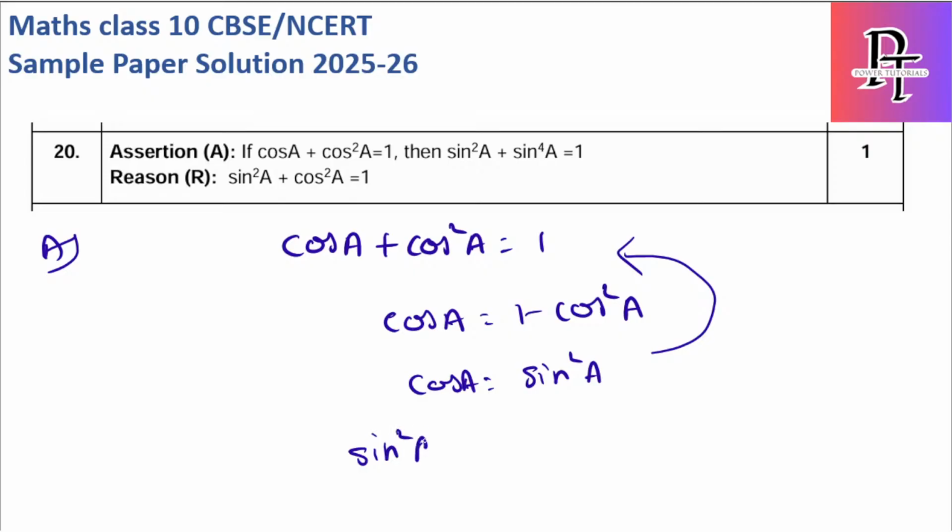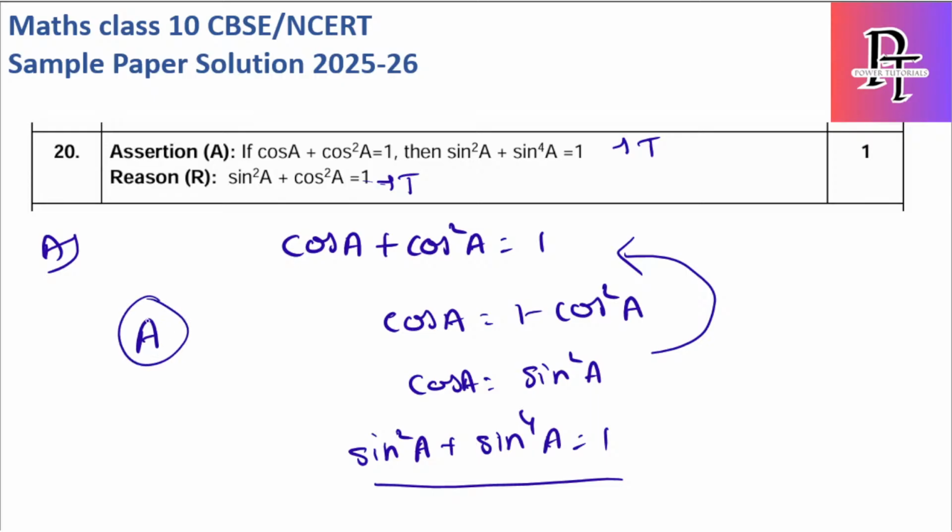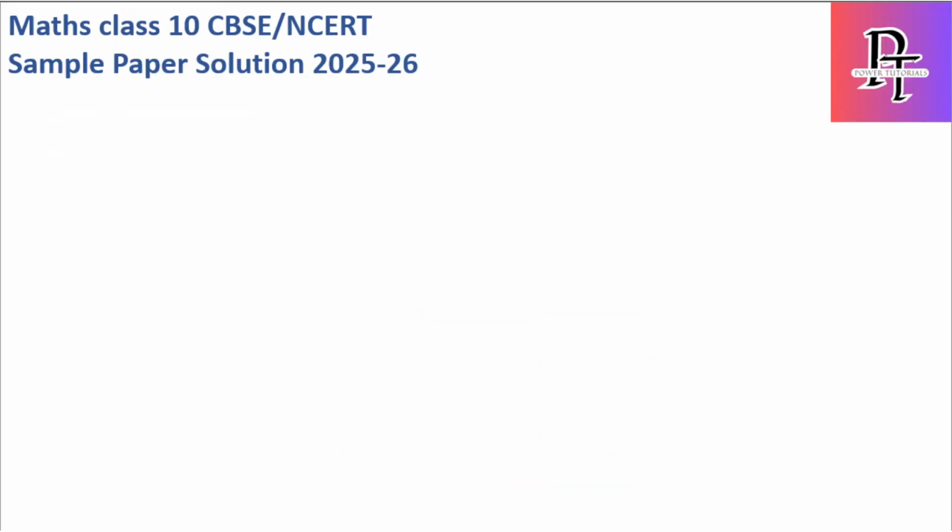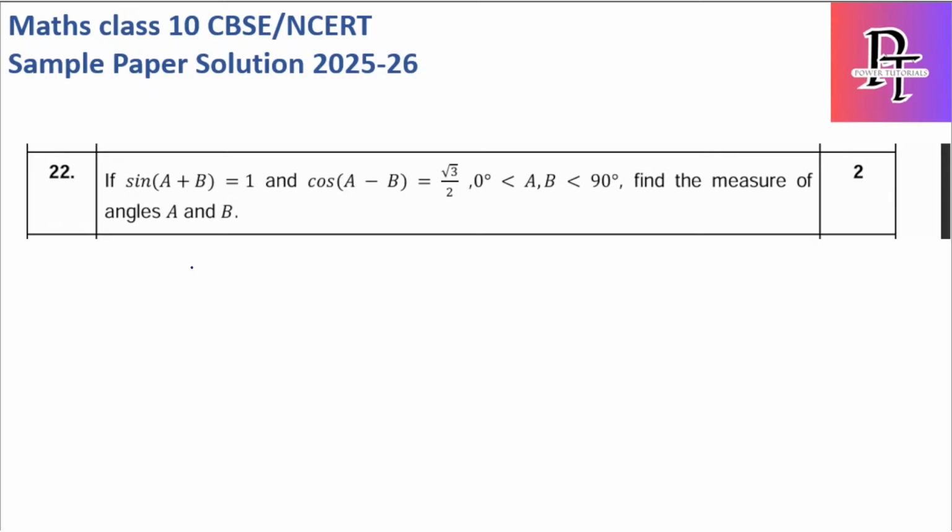If I write sin square a in place of cos a in the expression, I get cos square a, which is nothing but sin square a whole square, which is sin power 4a. So it is satisfying. Hence this statement is true, and I got this using this relation. Hence both are true and it is a proper explanation. So the answer should be A, where assertion and reason are correct, and the reason is the correct explanation for our assertion. Okay, now let's move to the section B questions. In section B we have one 2-mark question, which is the 22nd question.